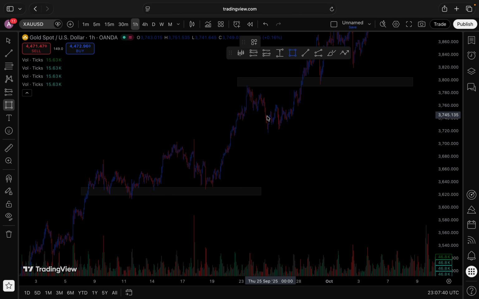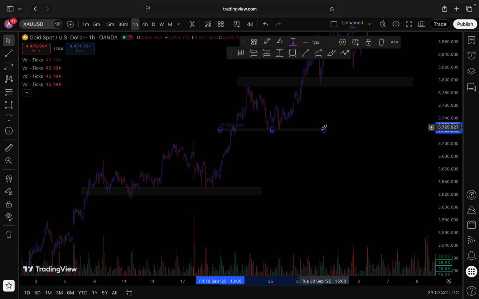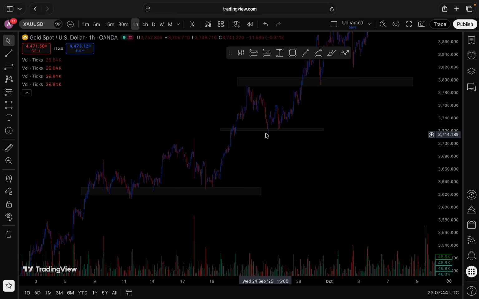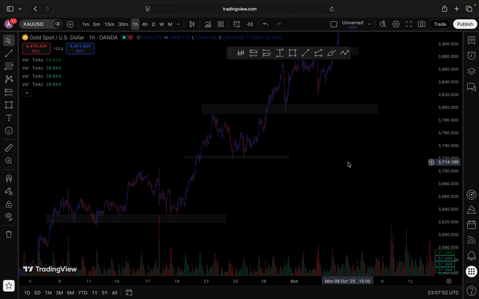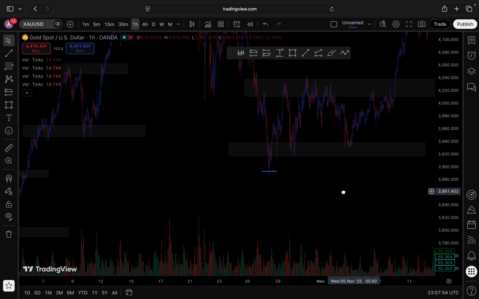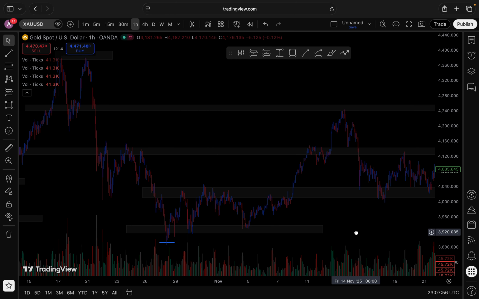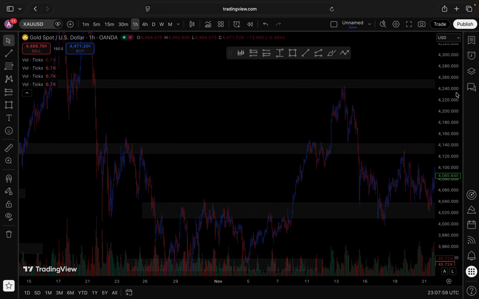And then price got here to this level of buyers. As soon as it tapped into this, came back up, tapped right back into the zone, and then continued to push up. And that's pretty much just how you mark up zones. And these zones are your TPs.